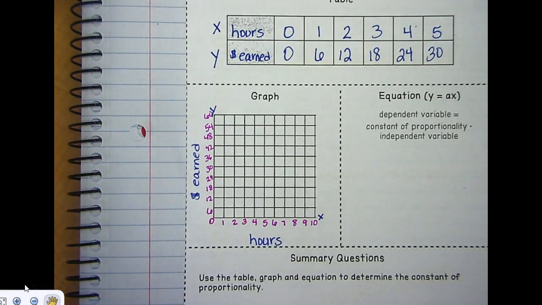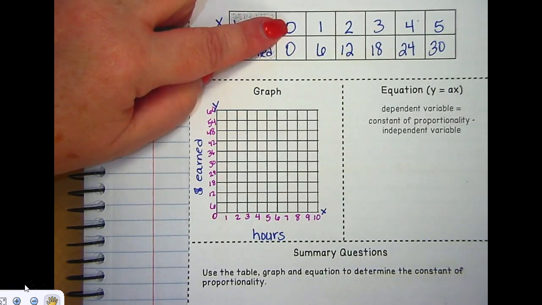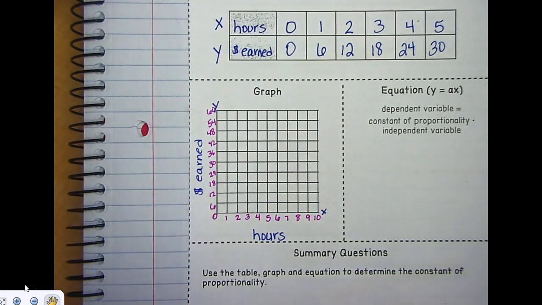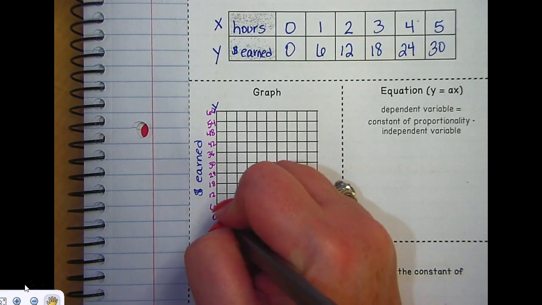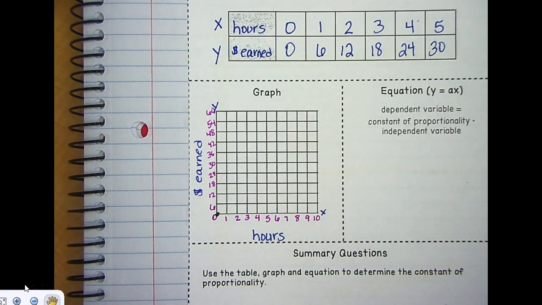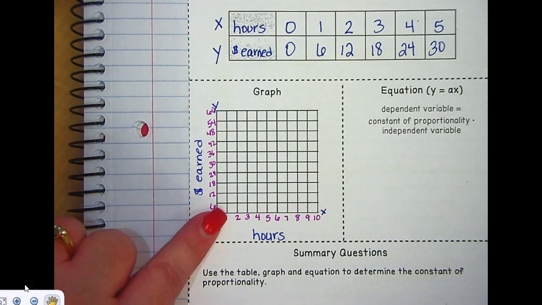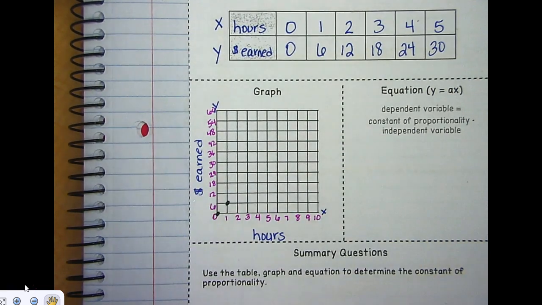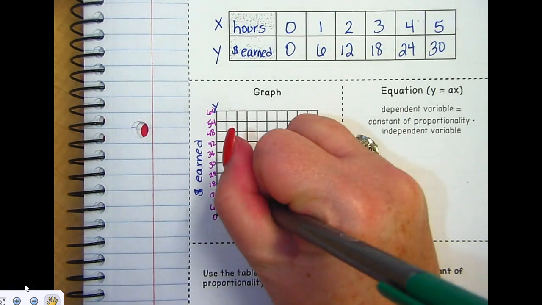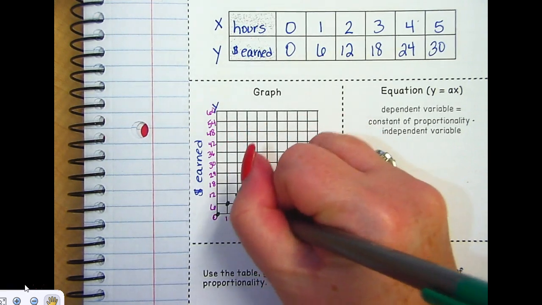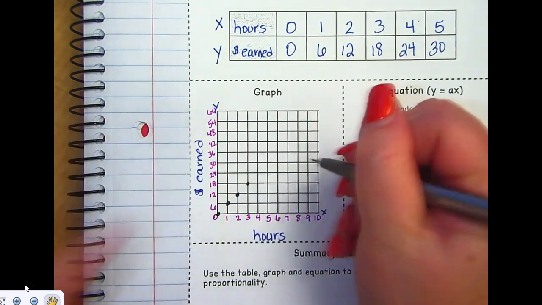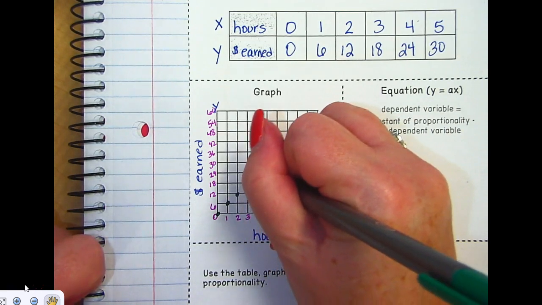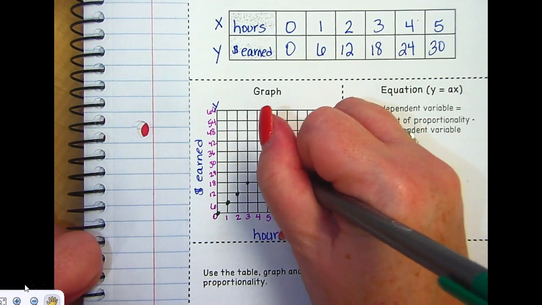And now can we plot those points? Yes. So the first point I'm going to plot is 0, 0. At 0 hours, we earn $0. Next, 1 hour, we earn $6. At 2 hours, we earn 12. And at 3, we earn 18. 4 is 24. 5 is 30.